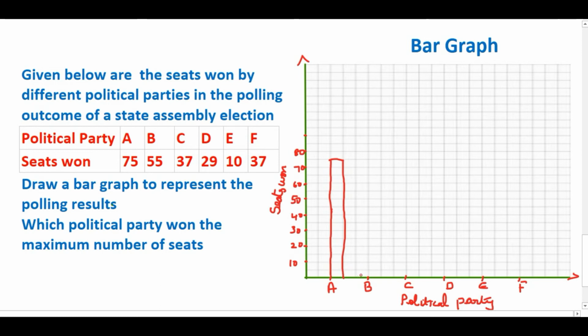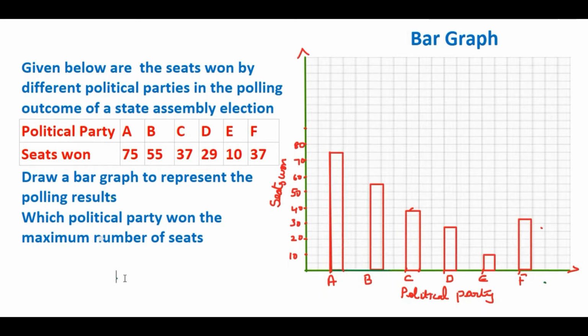Next, B is 55. So we need to mark B 55. So between 50 and 60 we can mark, and the width of the bar should be equal. Again, C is 37. So we can mark 37. It will come near to 40. So this is the bar graph for the given data.